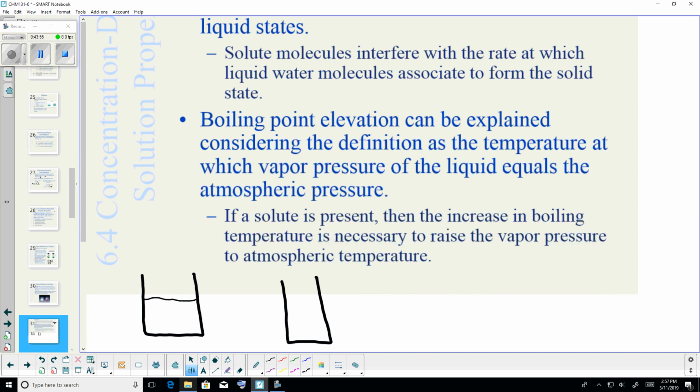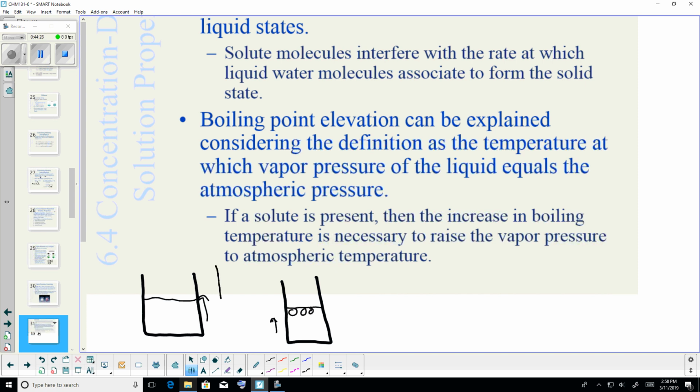Here I have pure solvent. So it has a certain vapor pressure, okay? I'm going to say the vapor pressure is that much. Here I have a solution that has solute in it. So what does solute do to the vapor pressure? Lowers it, so I don't have as much vapor pressure. Smaller arrow.